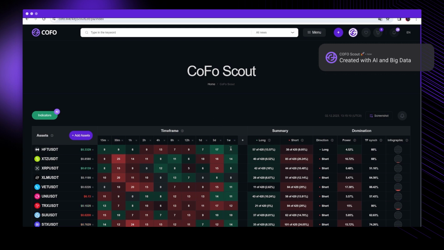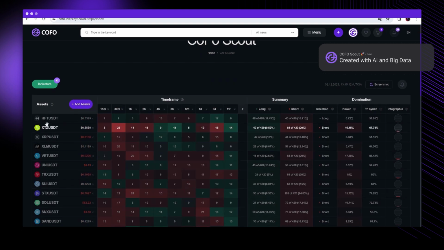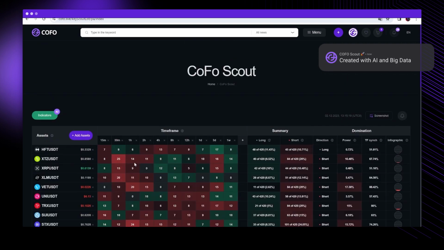Therefore, in the left tab, we are able to see the tools that are currently present and accessible within the CoFo Scout application. Every separate column indicates the number of signals in long or in short and is highlighted in the identical color shade. At 15 mins, we observe 7 short signals collected on this asset. At 30 mins, there are 9 long signals, and so on until the final tab.